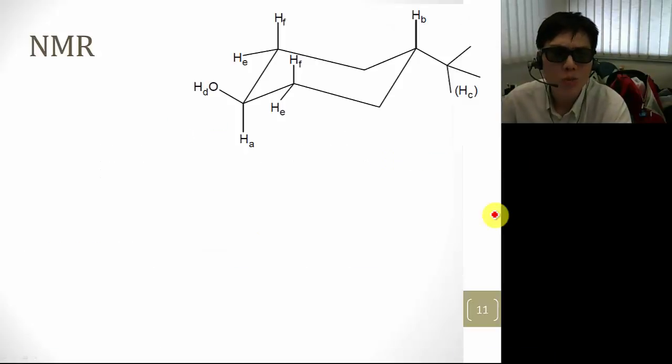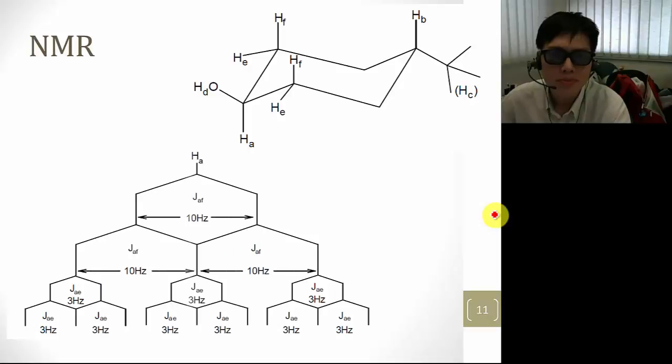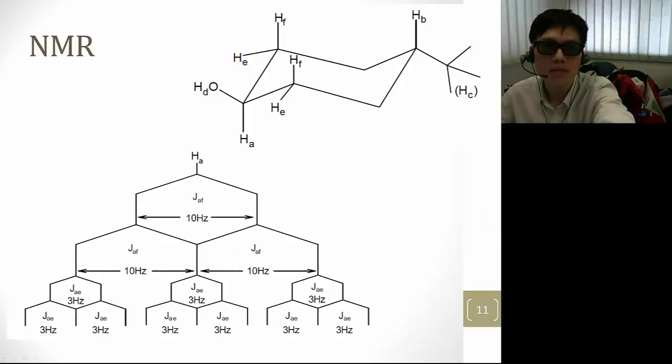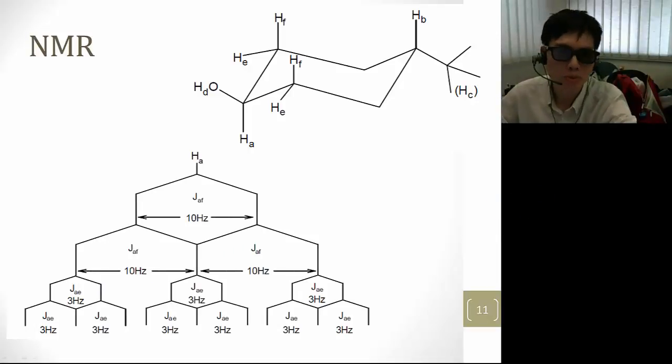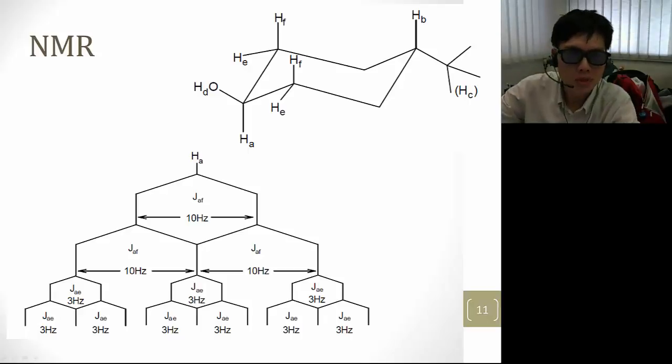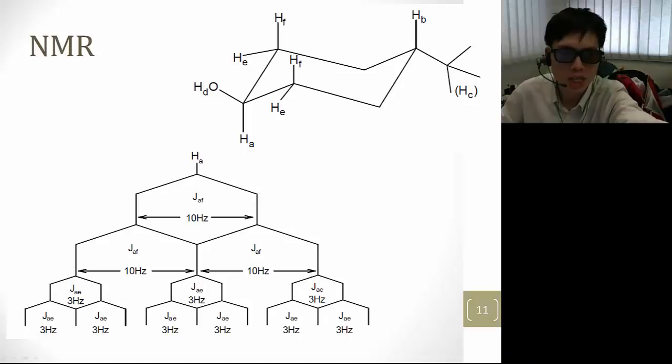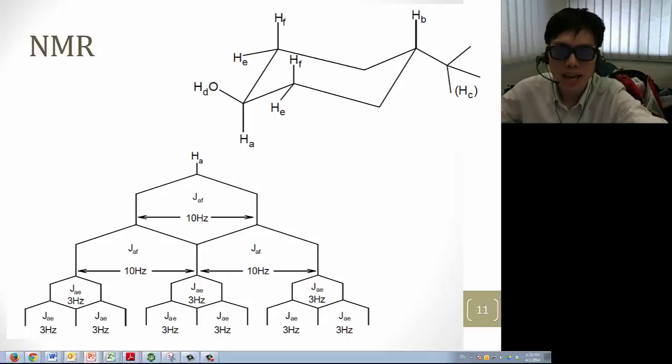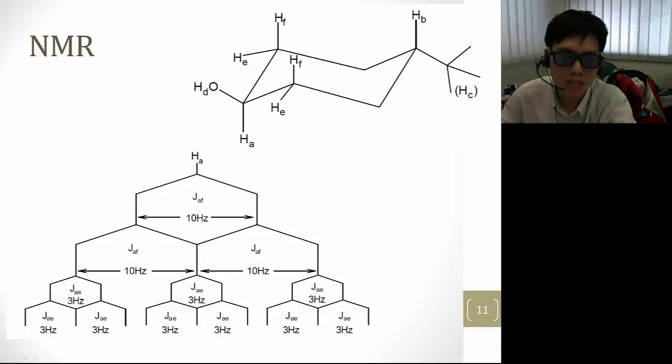Now let's analyze why this is the case. You see that right here we are having the equatorial hydroxy group. So if you look from another view, you see that it can couple with HF, HE, these two protons, and HB and HC. Okay, we are looking at the coupling between HA and HE and HF. Why don't we look at HB and HC? Because they're too far away.